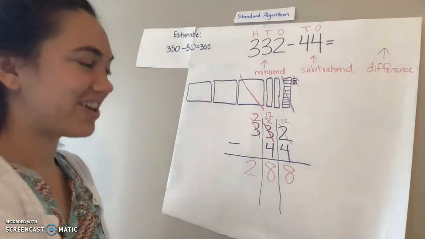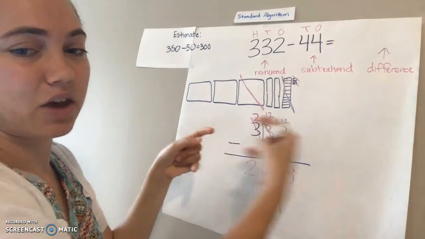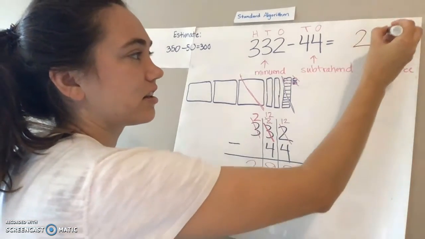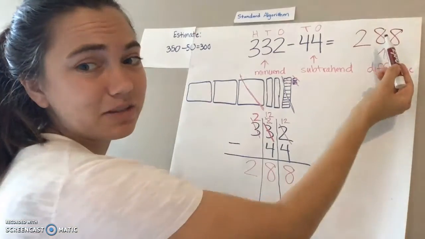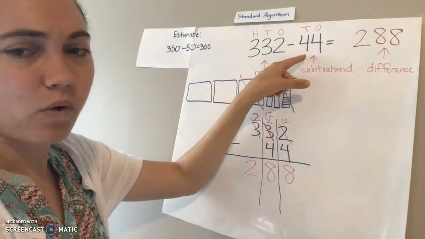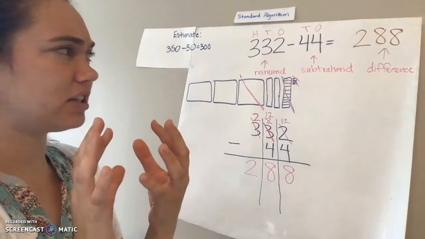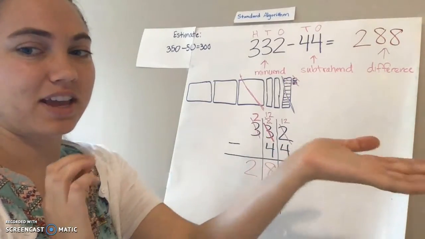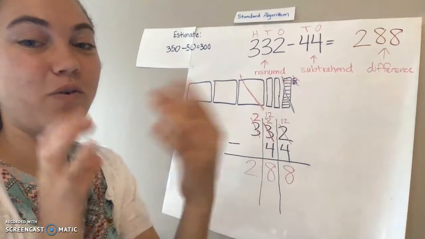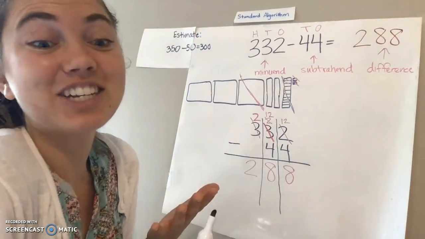Yes, there is. To check our work, if we had 332 take away 44, and then we got 288, we found our difference to be 288. Well, if I had 288 and I added back 44, what should I get? If I combine that 288 with the 44, shouldn't I get 332? Let's try. We can use addition to check our work.